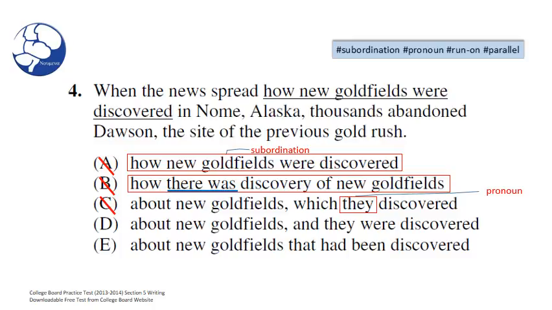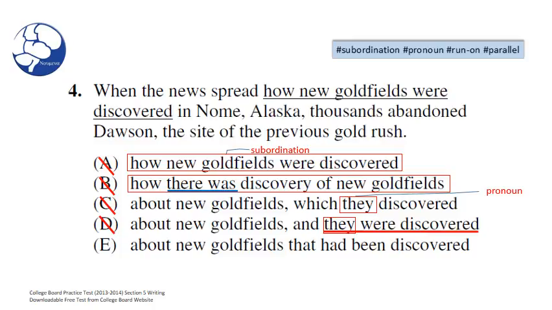We do have other plural nouns in our sentence, goldfields and thousands, but logically they can't take on this pronoun "they." So again, we have a pronoun antecedent error. And if you look ahead, we have the same error in D. And if you look closely, D has other errors as well.